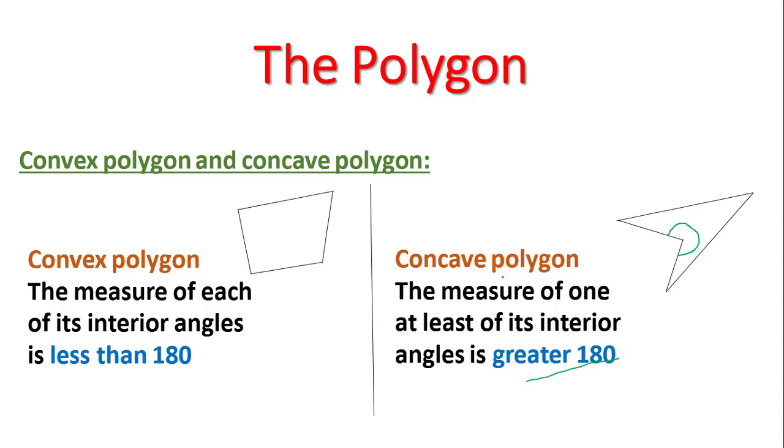So if the measure of at least one interior angle is greater than 180, then this polygon is called a concave polygon. But this year we will study the convex polygon, in which the measure of each of the interior angles is less than 180.